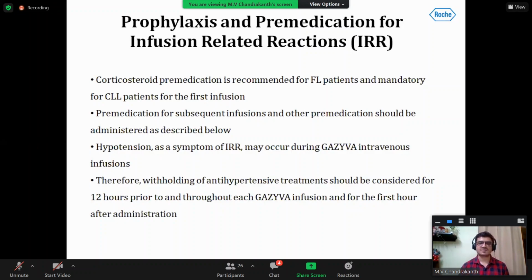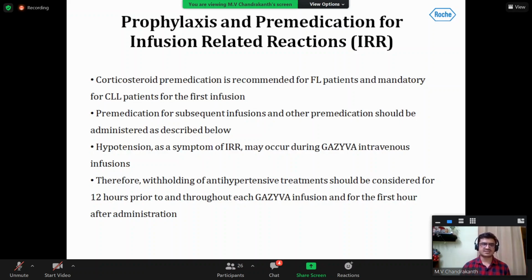So, what is the recommended prophylaxis and pre-medication for obinutuzumab for IRRs, whether it is CLL or follicular lymphoma? Corticosteroid pre-medication is recommended for follicular lymphoma patients and is mandatory for CLL patients, seeing again that CLL patients have a higher susceptibility for infusion-related reactions than follicular lymphoma. The pre-medication for subsequent infusions and other pre-medication should be administered as described.